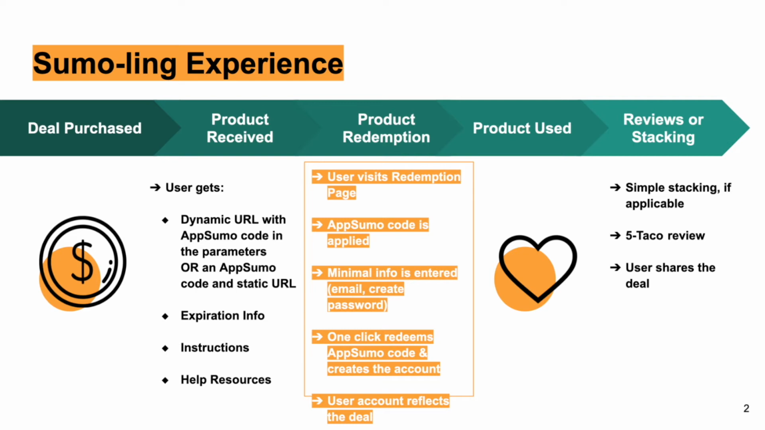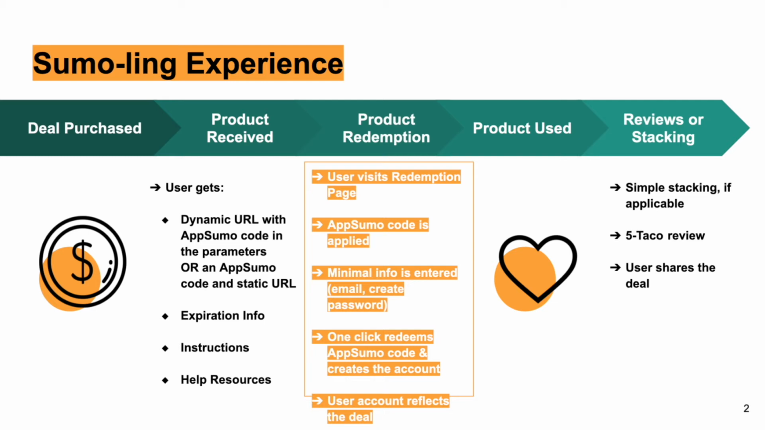The user either clicks the dynamic URL and is taken to a redemption page where their AppSumo code is automatically applied, or they will copy the AppSumo code, visit the URL, and paste it into a field on the redemption page. They will enter minimal additional info, such as email and a new password, and then with just one click, their account should be set up and their AppSumo code redeemed. They know they did everything correctly because once they log in, they should see confirmation within their accounts that they are on the right plan.